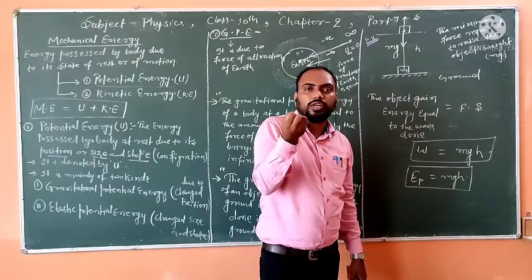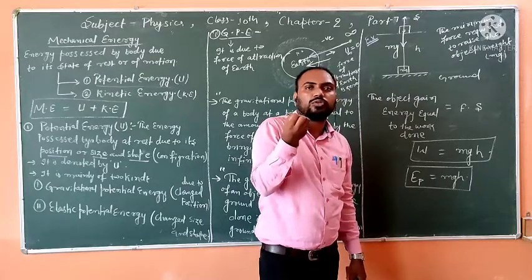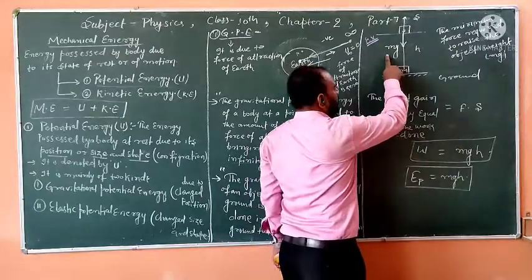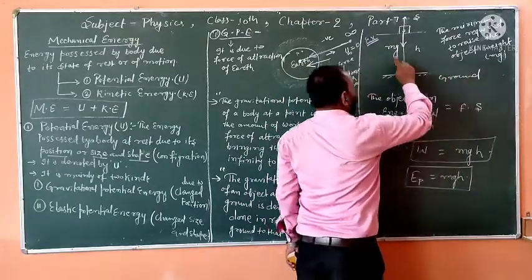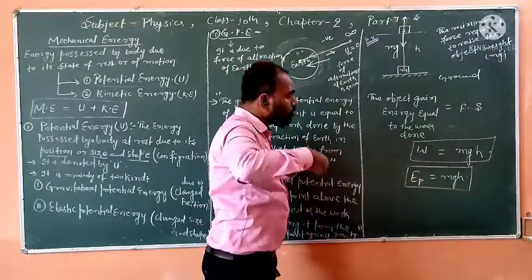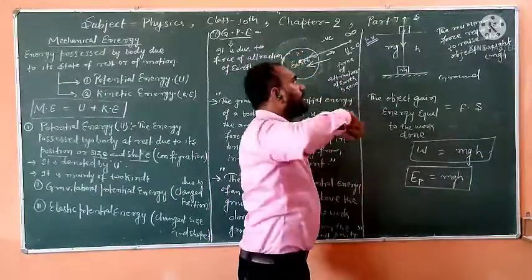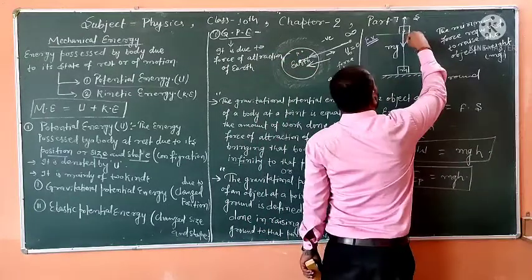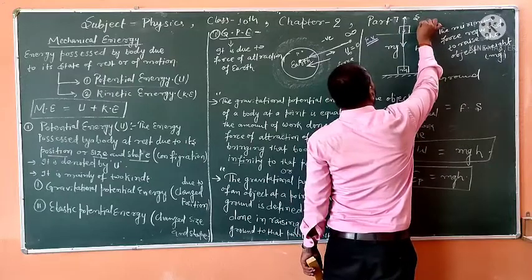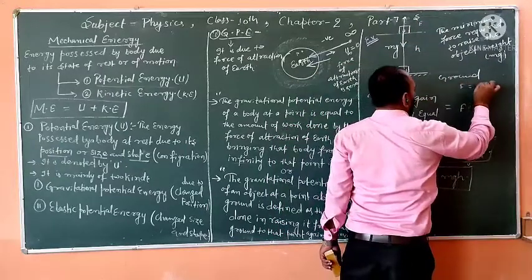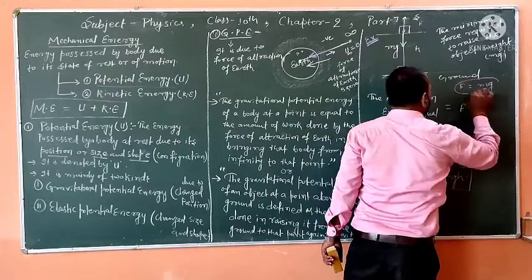That force should be equal to the weight of the object. And we know that the weight of the object is mg. So the minimum amount of force required to lift any object should be mg, that is equal to the weight of the body.